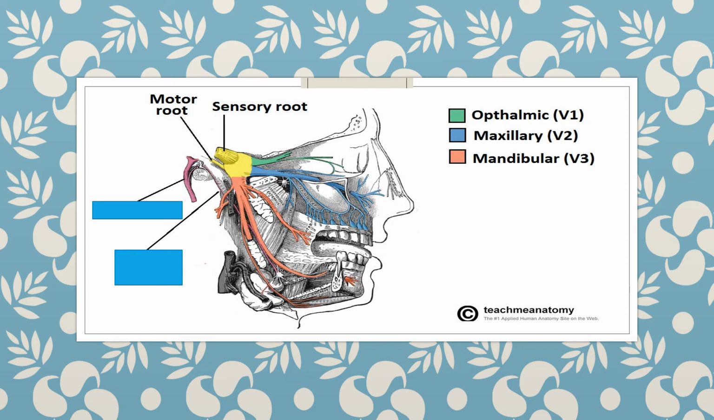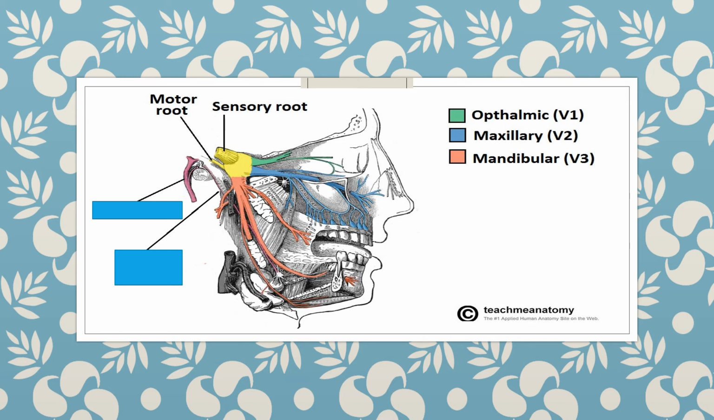Again we will continue with the motor root and the sensory root. Look at this picture. You can appreciate here, after the sensory root there is the trigeminal ganglion. After the trigeminal ganglion you can see a green nerve, that is the ophthalmic division of the trigeminal nerve, or V1. Then you can see the blue nerve, that is V2 or the maxillary nerve.